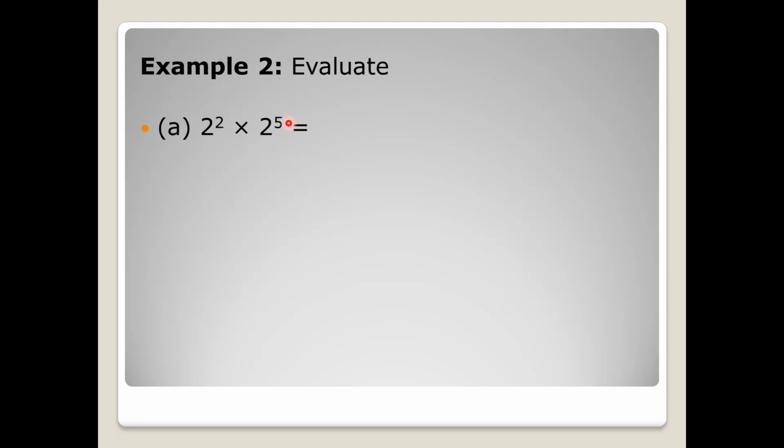Then the answer will have the same base, 2, and the index will be 2 plus 5. So we add the two indices here. So the answer will be 2 to the power 7. 2 to the power of 7 means we have to multiply 2 by itself 7 times.